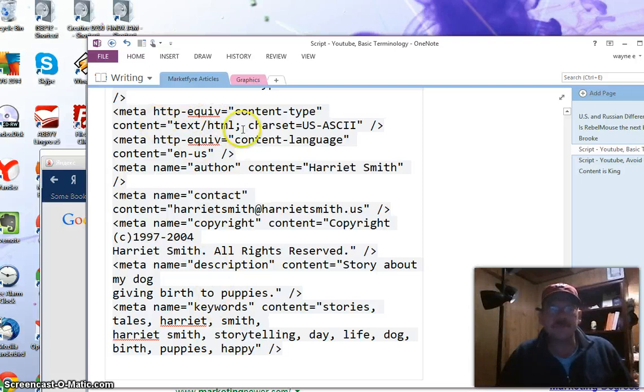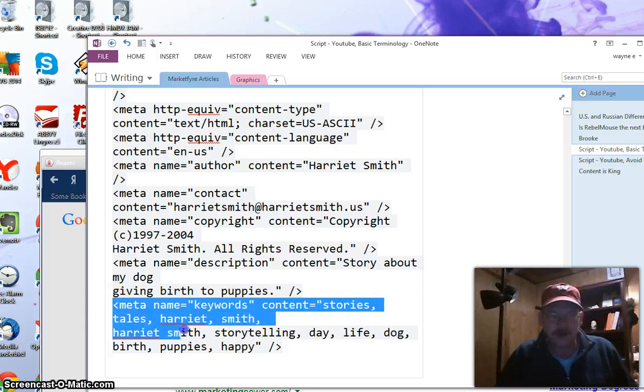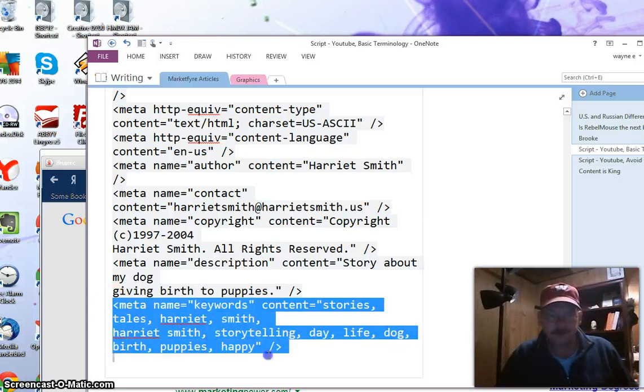And it would set things like what kind of content, who's the author, and the important thing years ago was down here where it had keywords. This is just some example text I grabbed. It says meta name, keywords, and the content.